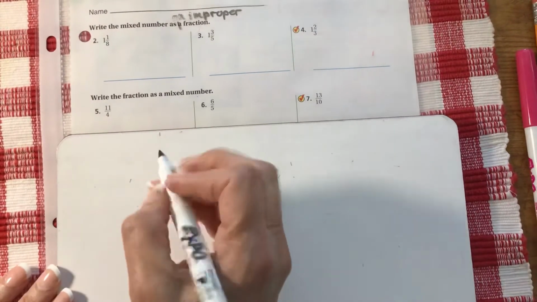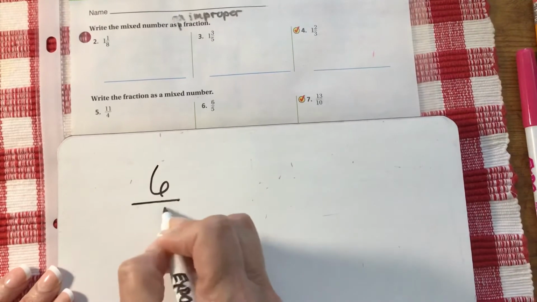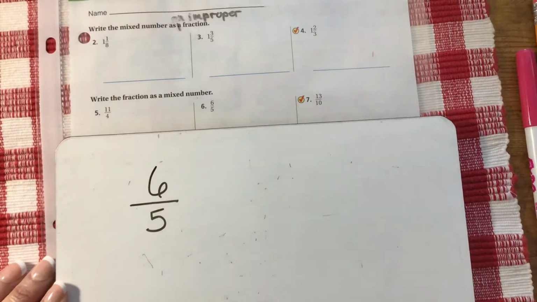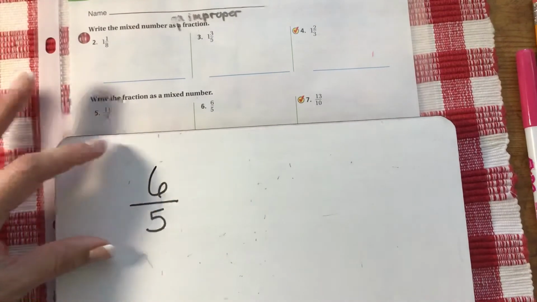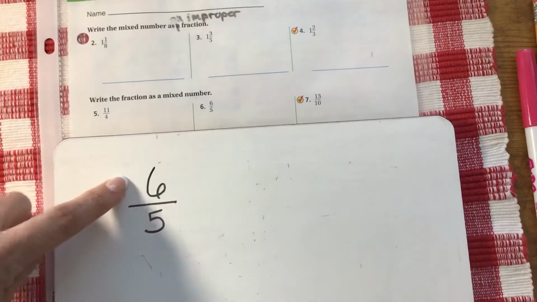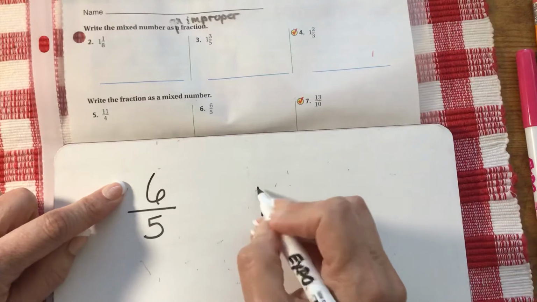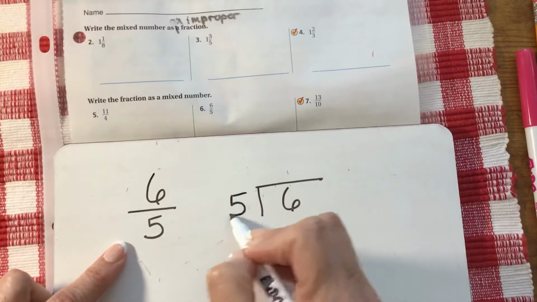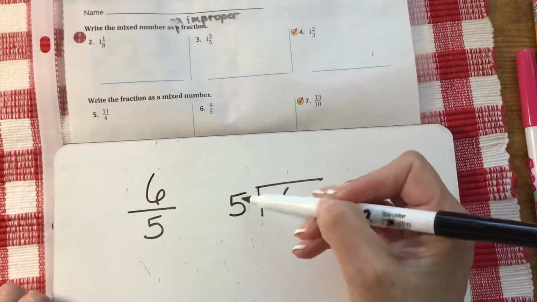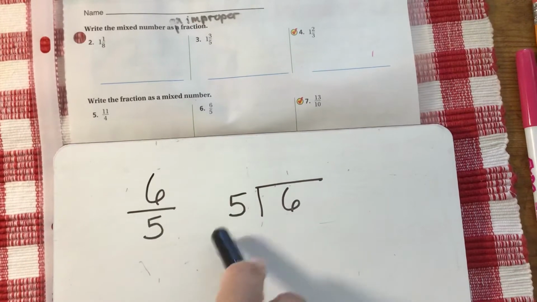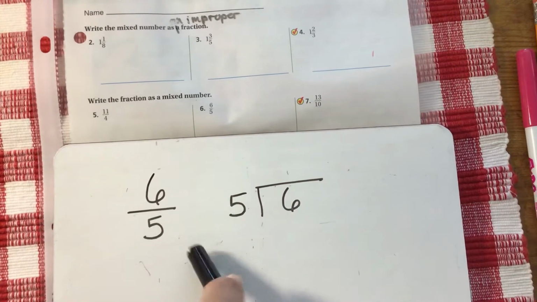Okay, 6/5. I want to change that to a mixed number. Again, let's go back. This looks like a fraction, but I'm going to change it to a division problem. Your numerator, guys, always goes inside the house. Your denominator always goes outside. Dividend, divisor. This is probably where people make the biggest mistake. They change it. They put the 5 inside, the 6 outside. Completely different answer if you do that.